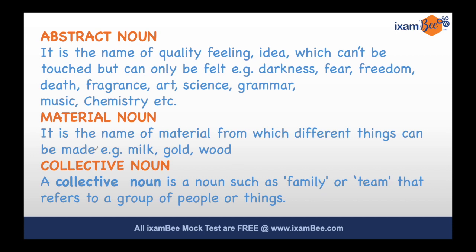Next, we have abstract noun. Again, like common and proper, the meaning is hidden in the name itself. It's abstract. It's something that cannot be touched. It's something that cannot be counted. You can only feel it. So it's the name of a quality, feeling, or idea that cannot be touched, but you can only feel it. For example, darkness, fear, freedom, depth, art, science, grammar.